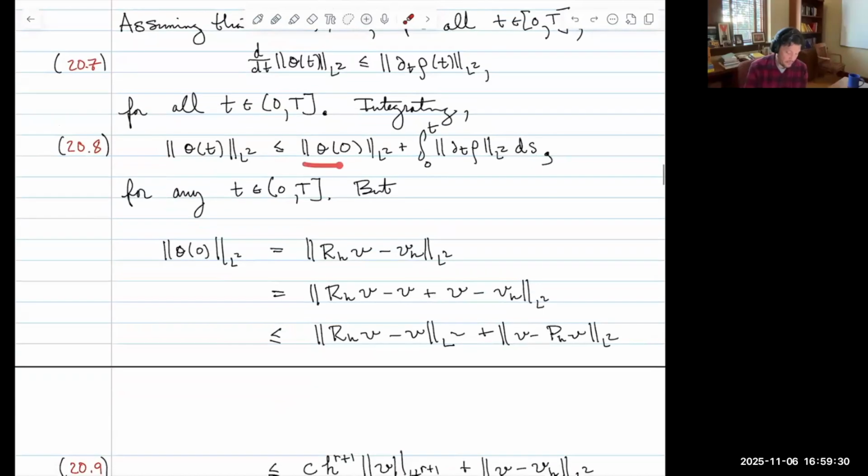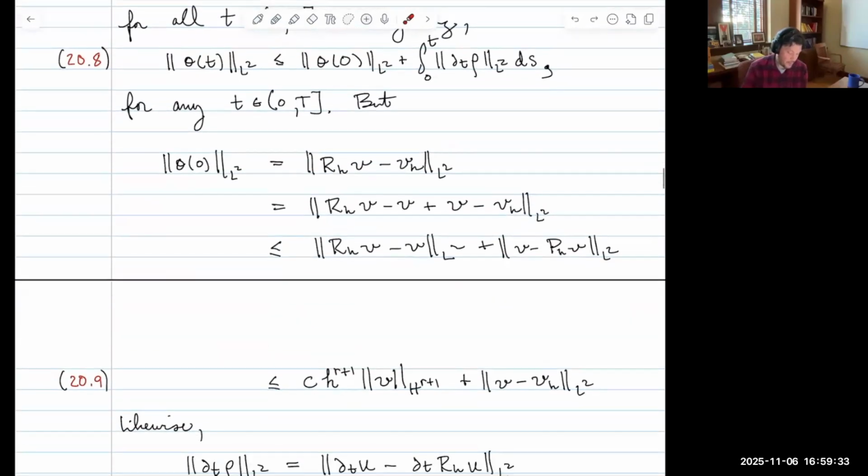Let's estimate this term right here. Well, what is that? Theta of 0, if I look at it, is just going to be RHV minus RHV of V minus VH. That's how theta of 0 is defined. Normally, it's just RH of U minus UH. But UH is equal to VH at time 0, and U is equal to V at time 0.